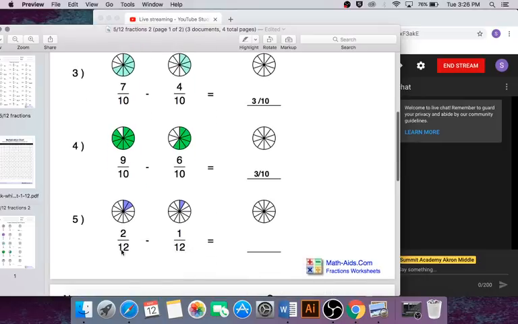And then for our last one, there's 12 parts to the whole. So if we have 2 of those parts and we take away 1, that leaves us with 1. So our answer is going to be 1 over 12.